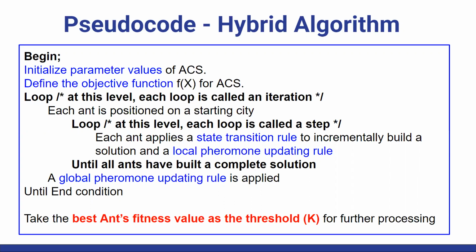They have to apply the state transition rule to incrementally build a solution by using the local pheromone updating rule. After each ant finishes their tour, then apply the global pheromone updating rule. The whole process is repeated multiple times. Finally, it returns the best ant fitness value and we take it as the threshold value for further processing.